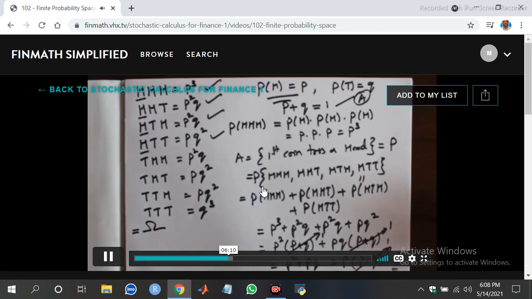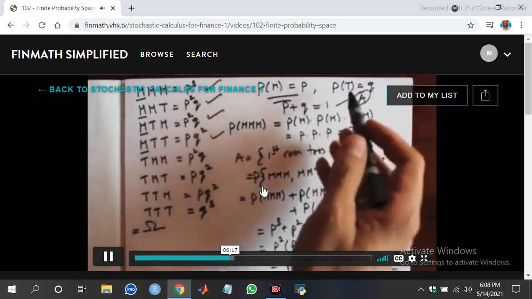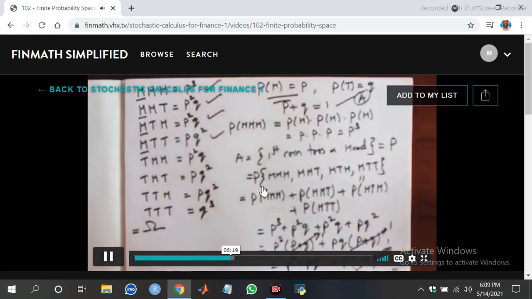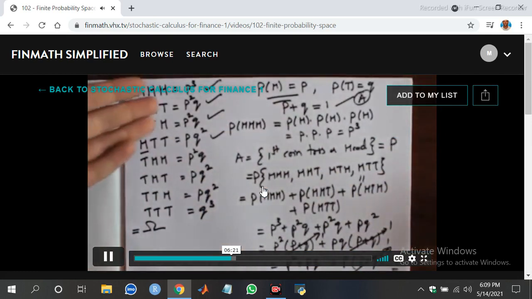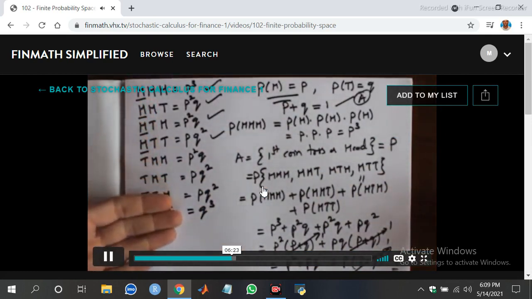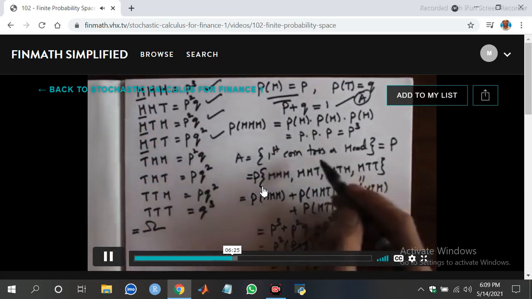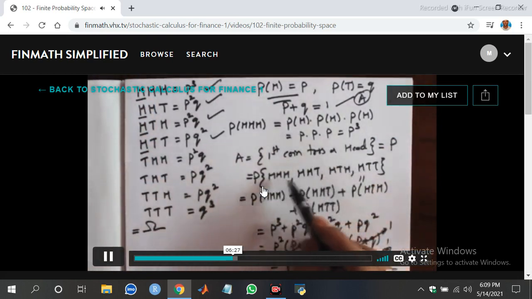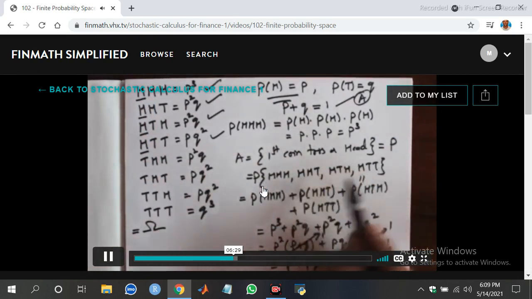So as you can see, we started with a model where we defined the probability of getting a head as P, probability of getting a tail as Q. We tossed the coin 3 times. These are the probabilities of getting individual outcomes. Then we defined an event, and that event resulted in a subset containing 4 elements. We wanted to find out what is the probability of this.